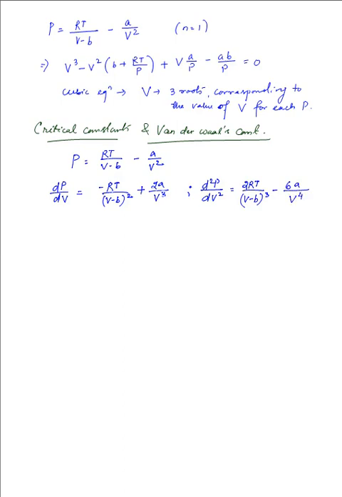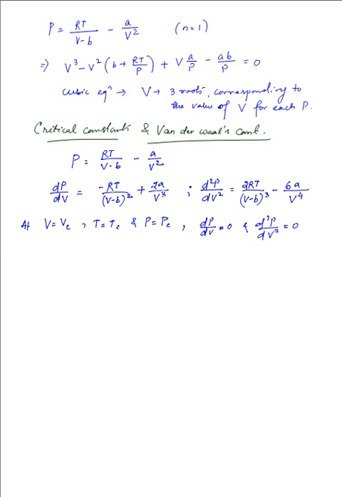Now at the critical point, V is equal to VC, T is equal to TC, and P is equal to PC. Since the critical point is a point of inflection, where the maxima or minima of the curve coincide, at these values the first derivative as well as the second derivative must be equal to 0.